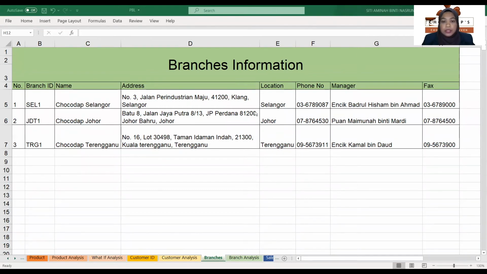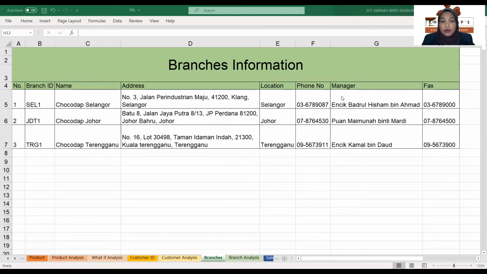So here is the branches information. Chocodap Enterprise has 3 branches, which are Chocodap Selangor, Chocodap Johor, and Chocodap Terengganu, with branch IDs of SEL1, JDT1, and TRG1. Chocodap Selangor is located at Klang, Selangor, Chocodap Johor at Johor Bahru, Johor, and Chocodap Terengganu at Kuala Terengganu.